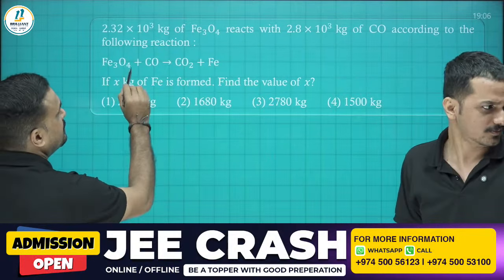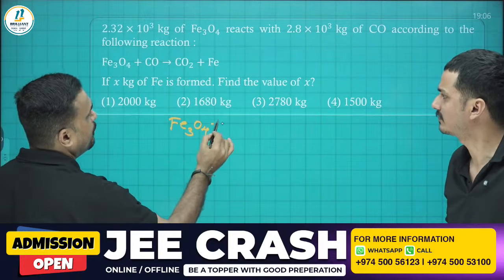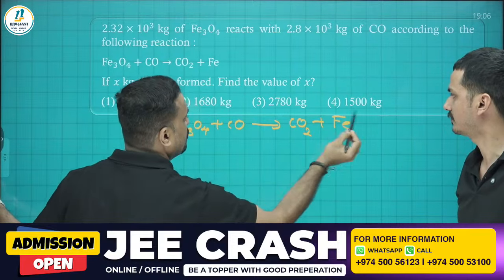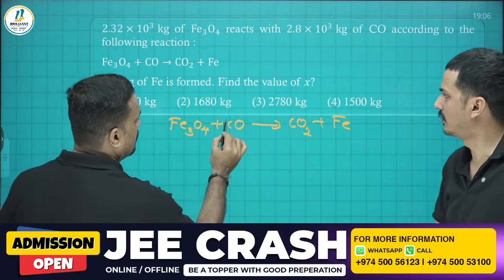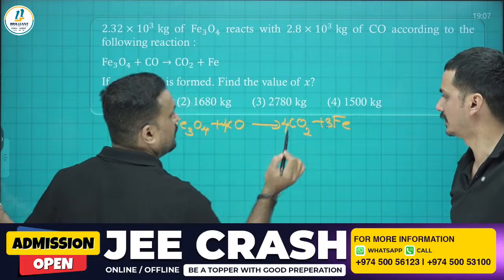So here the equation is given. We can balance this equation. Fe3O4 plus CO gives CO2 plus Fe. We need to balance this one. So actually it will be 4CO, 4CO2, and here it will be 4CO2 and 3 Fe. So this is the equation.